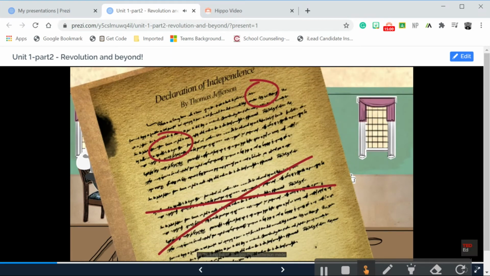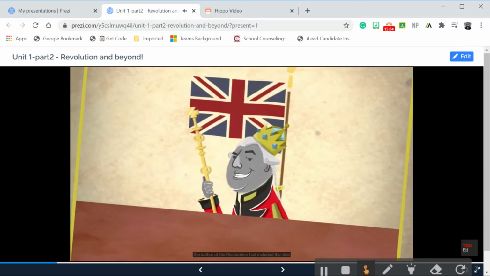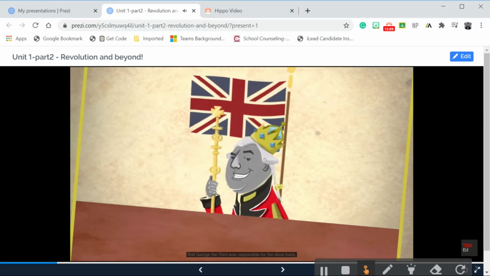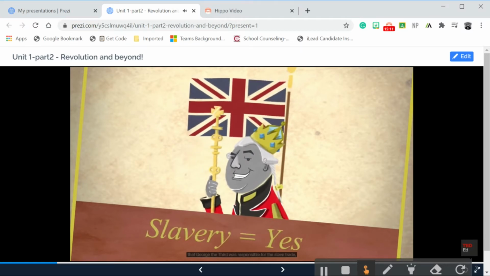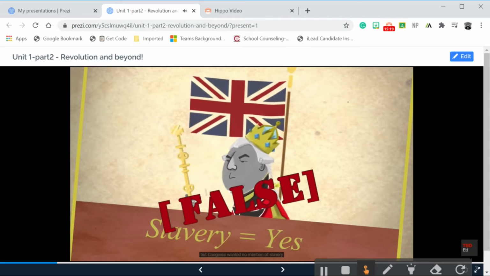In the long list of charges that Jefferson made against the king, the author of the Declaration had a huge idea that George III was responsible for the slave trade and was preventing America from ending slavery. That was not only untrue, but Congress wanted no mention of slavery in the nation's founding document. The reference was cut before the Declaration was approved and signed.